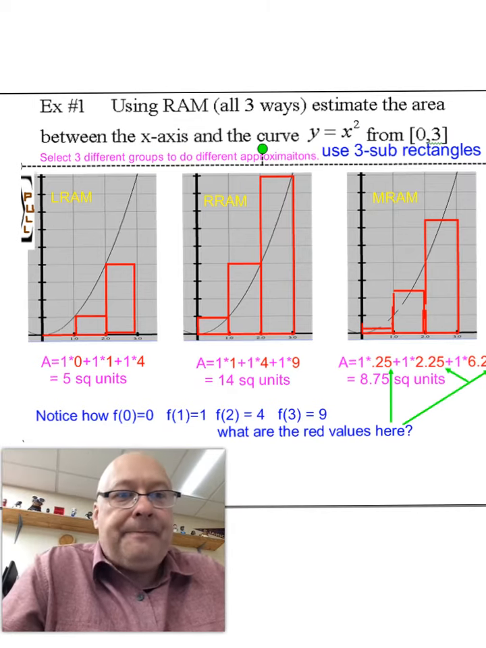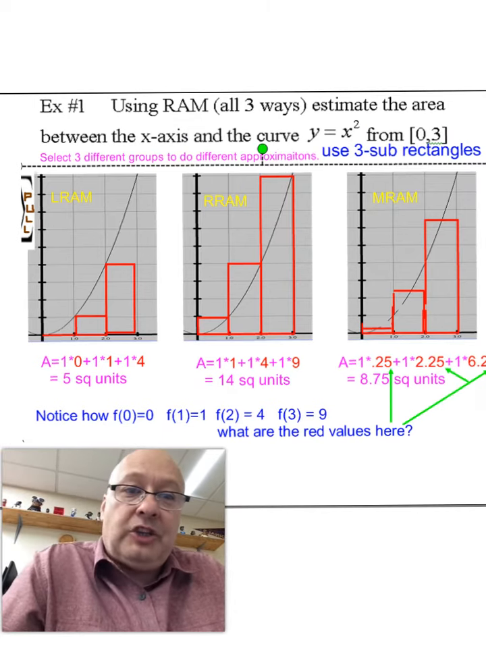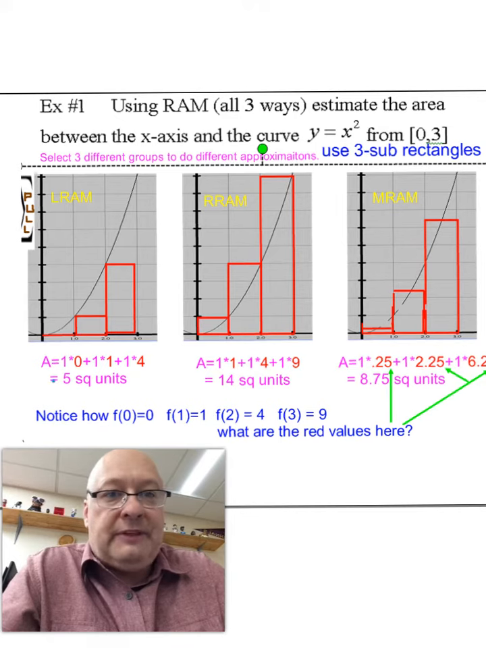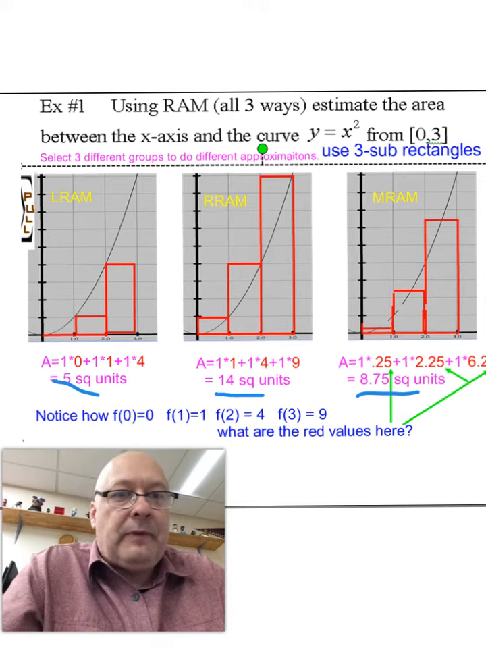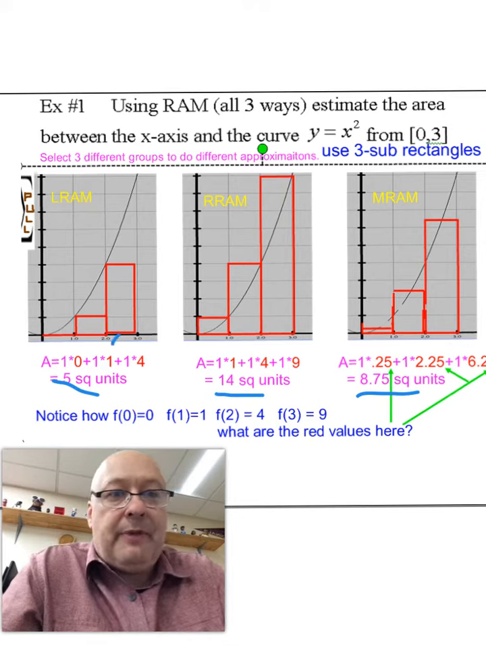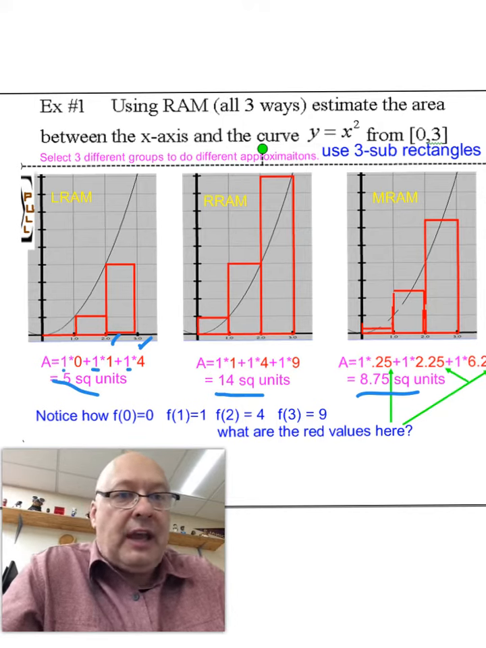Okay, hopefully we're back. I have the visual, and the question is, how did you do? So an LRAM is 5. An RRAM gives you 14, and an MRAM gives you 8.75. Okay? So notice how those heights are in red here. You probably should have done the same thing. And the widths of the rectangles, I made this easy. They're 1s, so you can kind of see all the work up here.